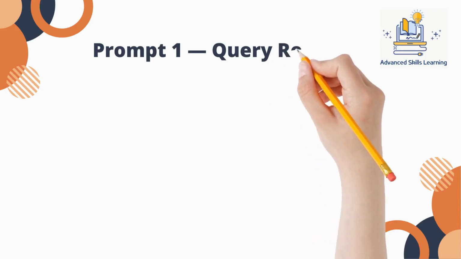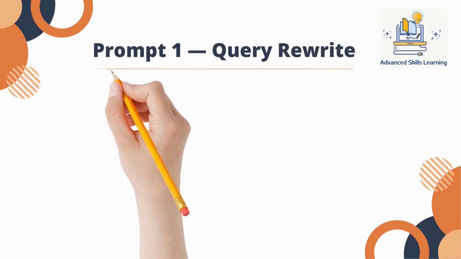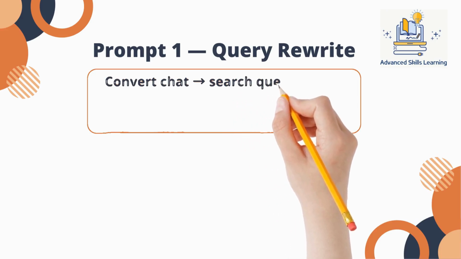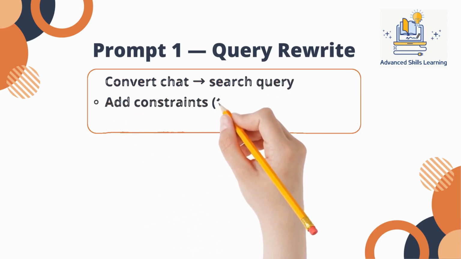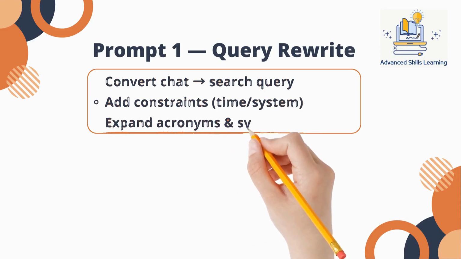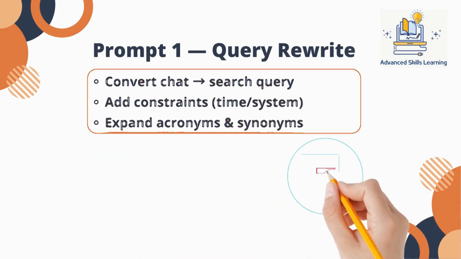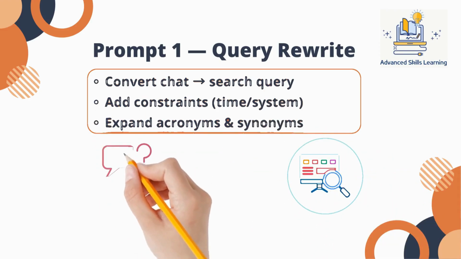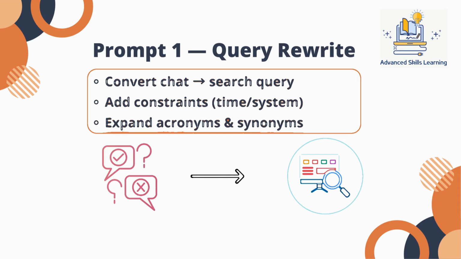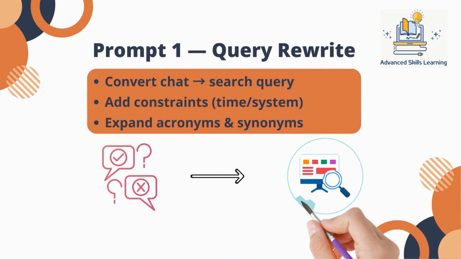Query rewrite is where you convert messy user language into a retrieval-friendly query. Users often ask story-style questions with extra details. The rewrite prompt extracts intent, keeps important product terms, expands acronyms, adds synonyms, and applies constraints like system name, environment, date range, or group. This single step often fixes the garbage in, garbage out problem at the retrieval layer.